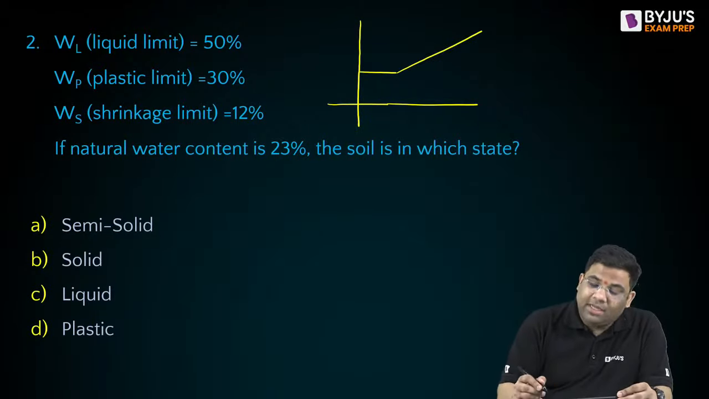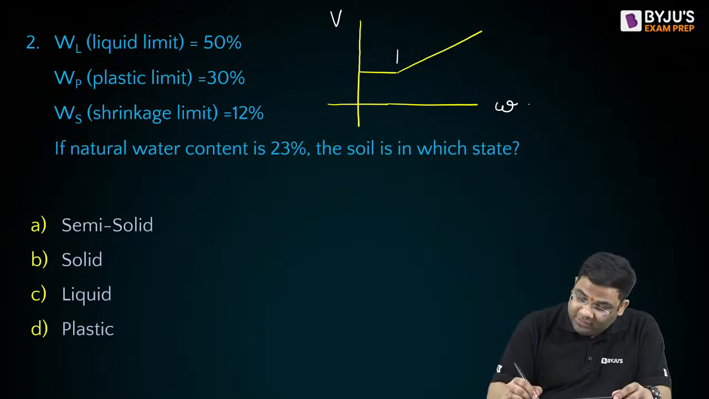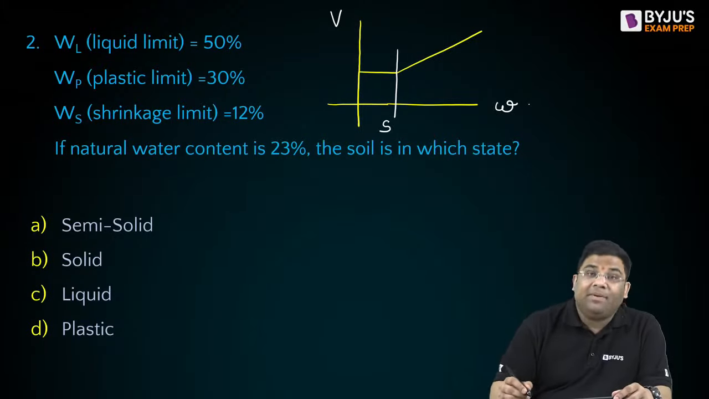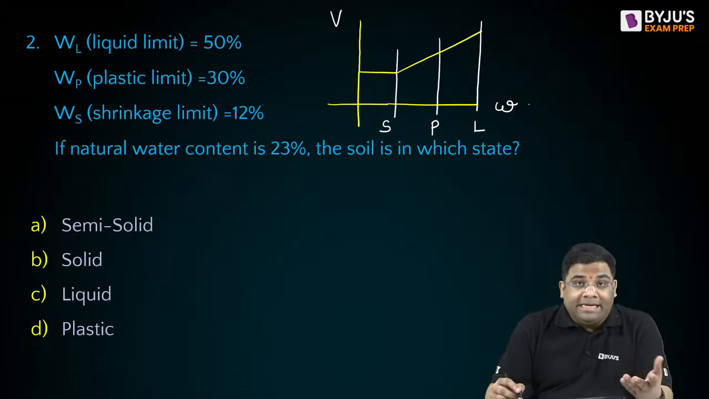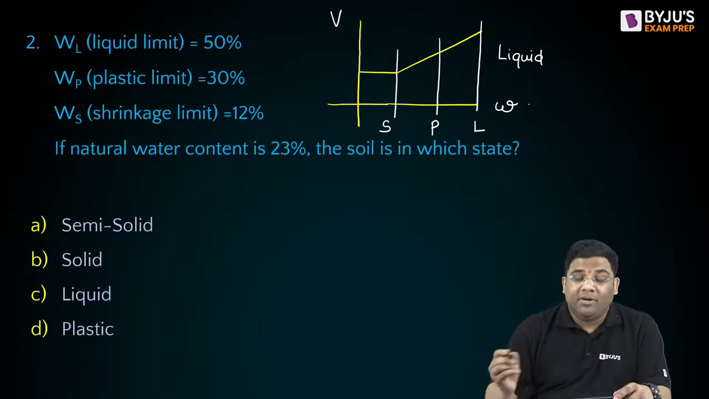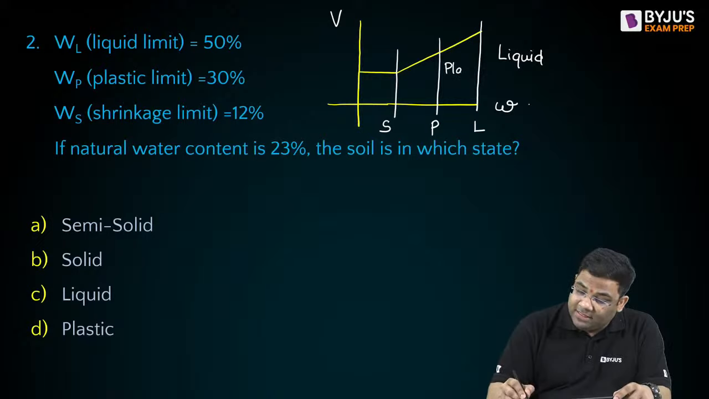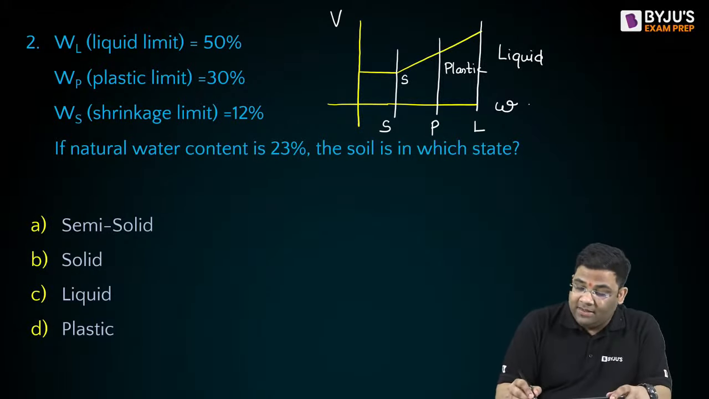If we draw volume versus water content, then we get a curve like this. We know this is your shrinkage limit, this is your plastic limit, and this is your liquid limit. If the water content is above the liquid limit, we call the soil to be in the liquid state. Between plastic and liquid, we call this plastic. Between shrinkage and plastic, I will call it semi-solid, and below the shrinkage limit, I will call this solid.